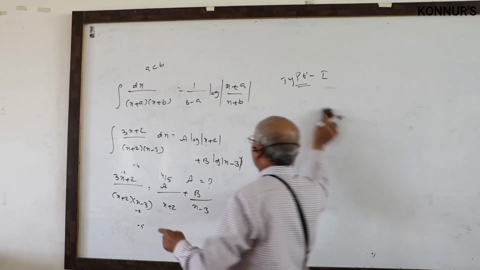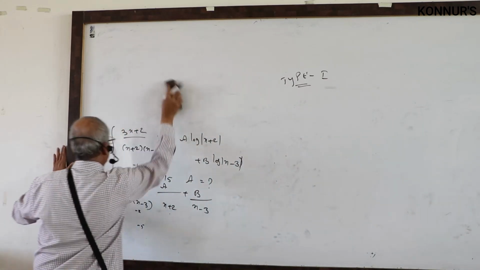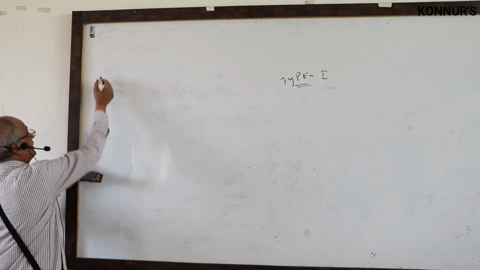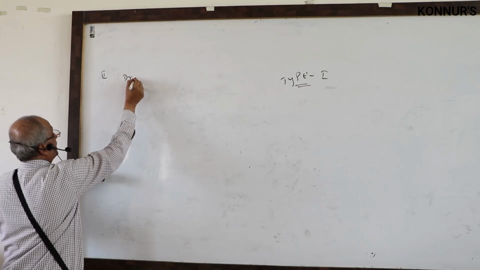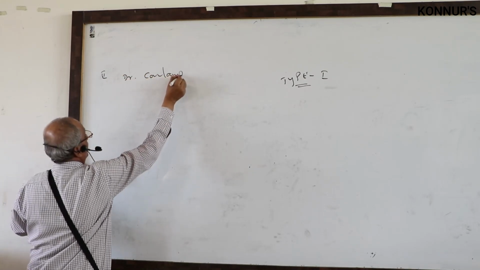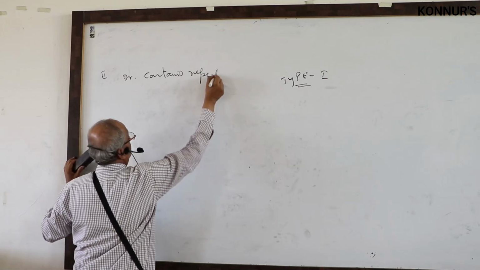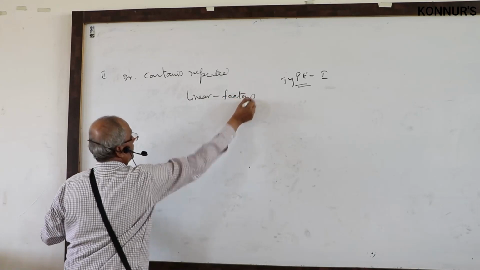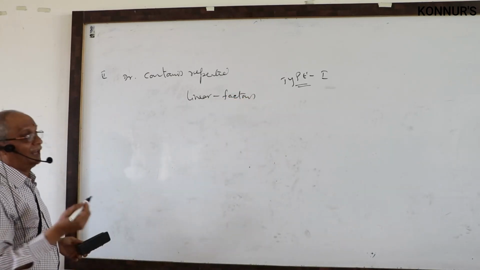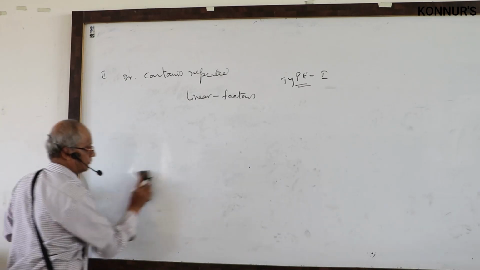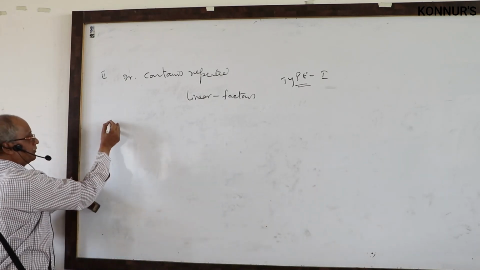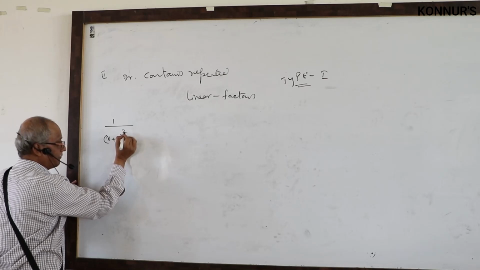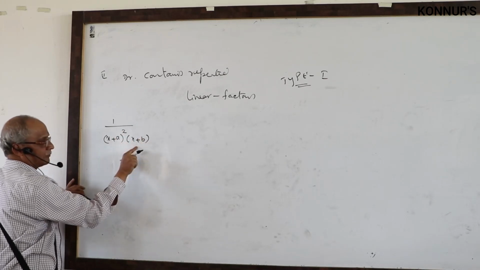Now I will go to the very very useful type 2. That is also very important. Type 2 is here, meaning the denominator contains repeated linear factors. Repeated linear factors, what is the meaning? Whole square, whole cube, like that. Suppose the general form I write here: 1 by x plus a repeated twice. The other one is one time.